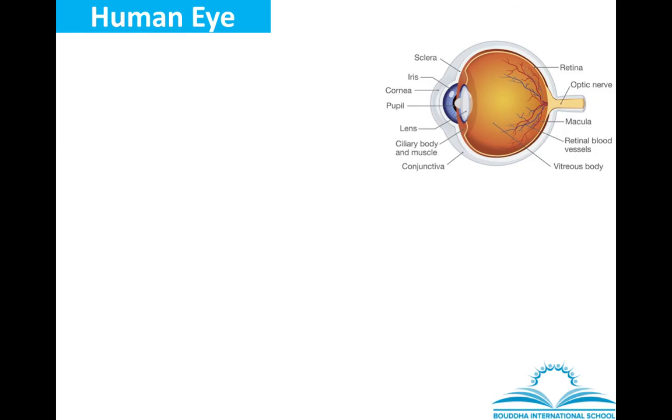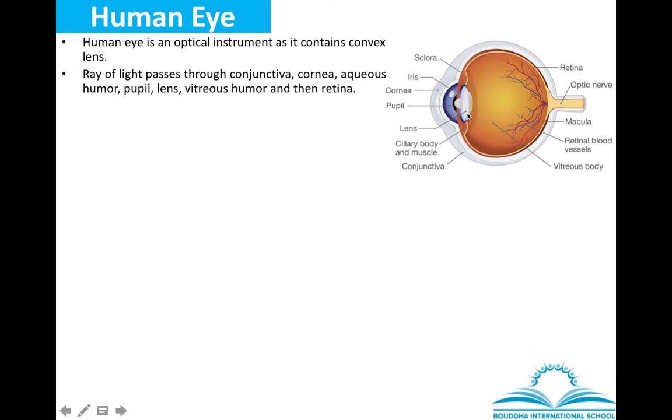Now let's have a short description of the human eye. The human eye is oval in shape, and it is also considered an optical instrument because it has a convex lens in it. The ray of light will pass through the conjunctiva, the outermost covering, followed by the cornea, and then it will reach the aqueous humor, the water-like liquid, and then the pupil, and here the lens, and this gel-like liquid is the vitreous humor, and finally it will reach the most sensitive layer of the eye, called the retina, where the image will form.